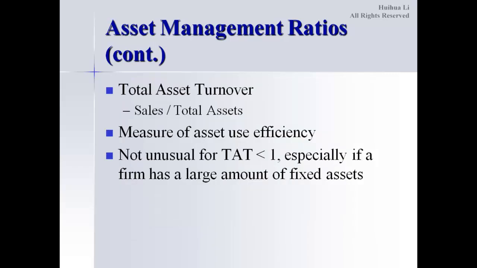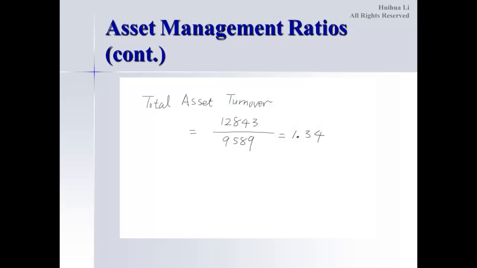Total asset turnover is another turnover ratio students need to know. Please calculate it. And the only requirement for total asset turnover is calculations. The total asset turnover is 1.34.